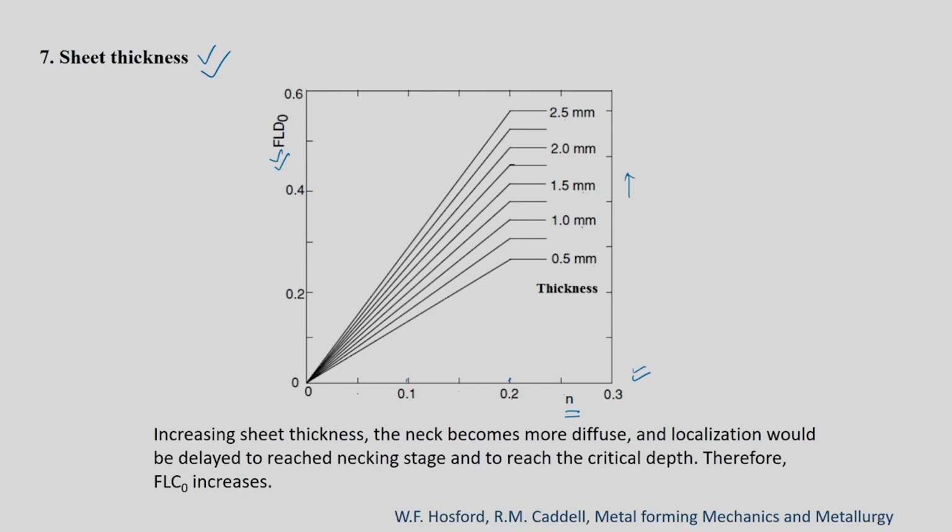you will see a significant increase in FLD 0 at any thickness. This is what we have seen before. But of course, after a particular value it is going to saturate and not show a big effect, which we have seen before. And the effect of thickness, which is the main purpose of this graph, also coincides with the effect of n value. So the larger the thickness, you compare 0.5 and 2.5, 2.5 has a very high FLD0 as compared to 0.5 at any n value you pick up.